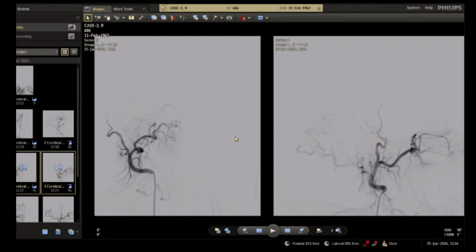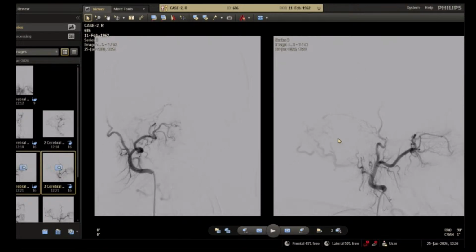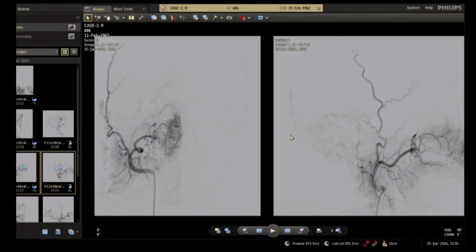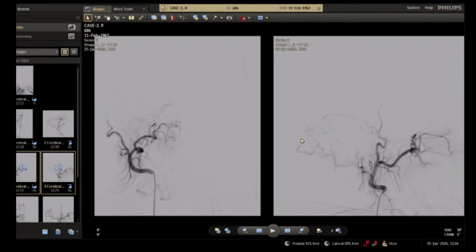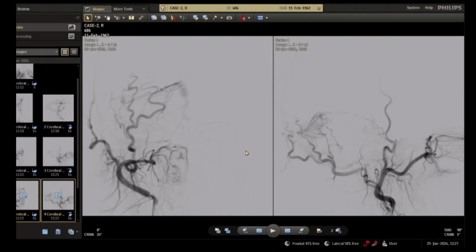You can see the branches from ascending pharyngeal and the occipital arteries feeding the territory of dural fistula. And the draining veins are going to the cerebellum on the right side, and then going to the left side. It's a pure cortical venous drainage. You can see now clearly.